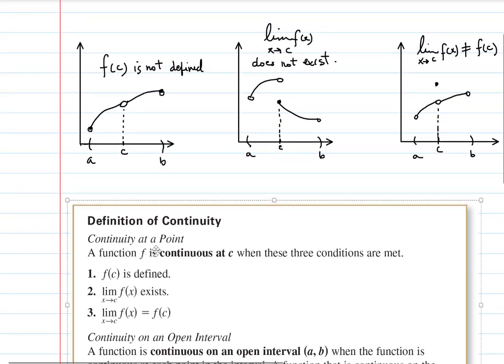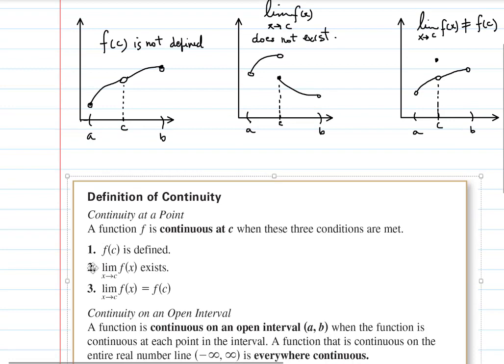Number two, the limit of f of x as x goes to c has to exist, okay? Just like in this first example, it exists there. It did not exist here, where we have a jump, right? That's when the limit does not exist there. So the second condition is the limit has to exist. And then the third condition is that numbers one and two are equal to each other. So not only do we have to make sure that the limit exists, but we also have to make sure that the limit is actually equal to the function evaluated at c.